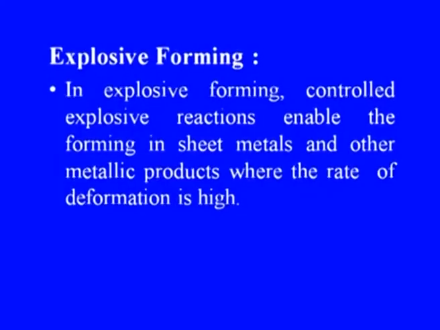Electroforming. In this process, electrical energy is used to execute large scale forming such as hydroforming. Explosive forming. In explosive forming, controlled explosive reactions enable the forming in sheet metals and other metallic products, where the rate of deformation is high.